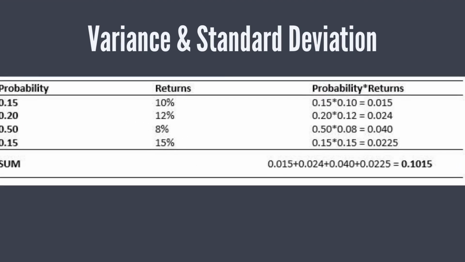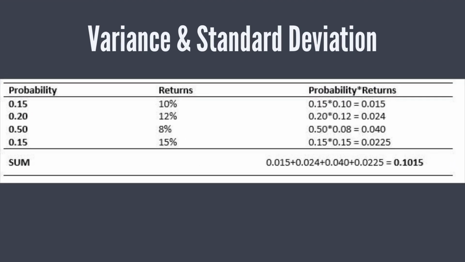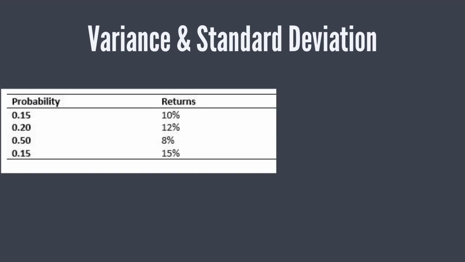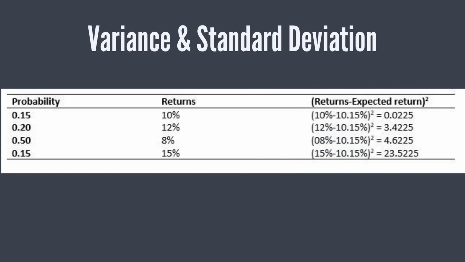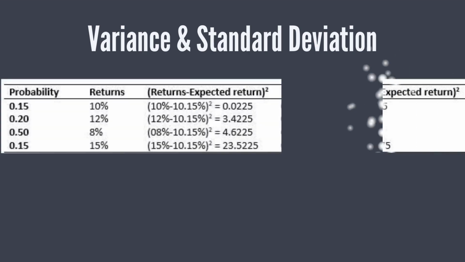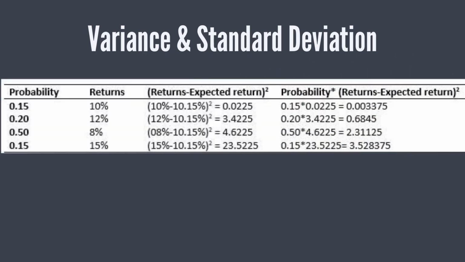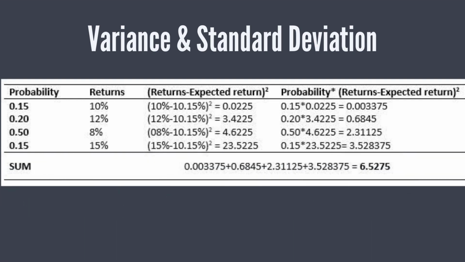Let's calculate the variance and standard deviation for our expected returns for company Y's stocks. Recall that the expected value of company Y's stocks is 10.15%. So once we have calculated the expected returns, the first step towards calculating the variance is to find the squared deviations of each outcome from the expected return. Next, we weight the squared deviations by respective probabilities as follows. Finally, we can calculate the variance as the sum of these probability-weighted squared deviations from the expected returns.